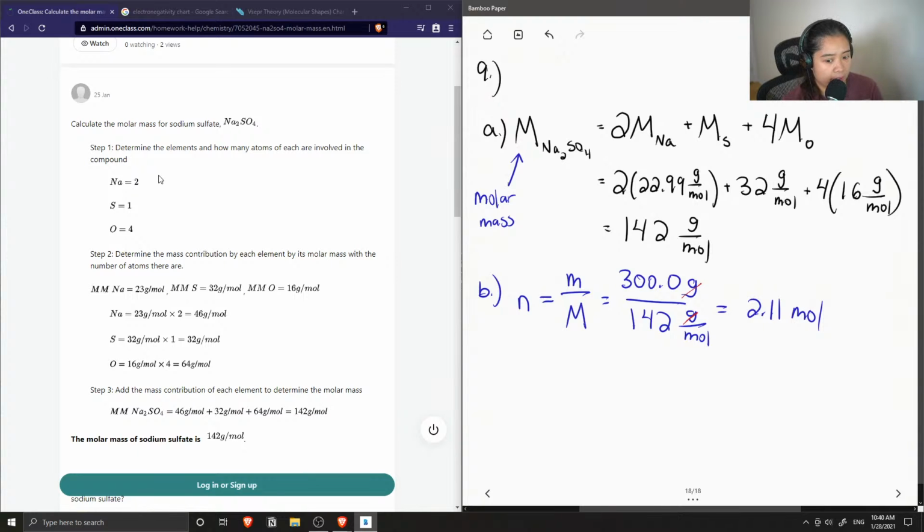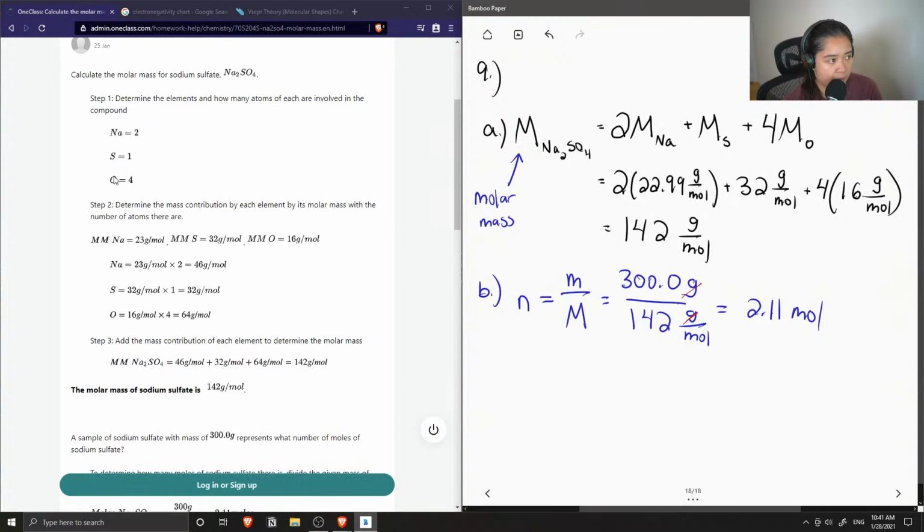First, they calculated the molar mass of sodium sulfate. They determined the elements and how many atoms of each are involved in the compound. So there's 2 sodium atoms, 1 sulfur atom, and 4 oxygen atoms.